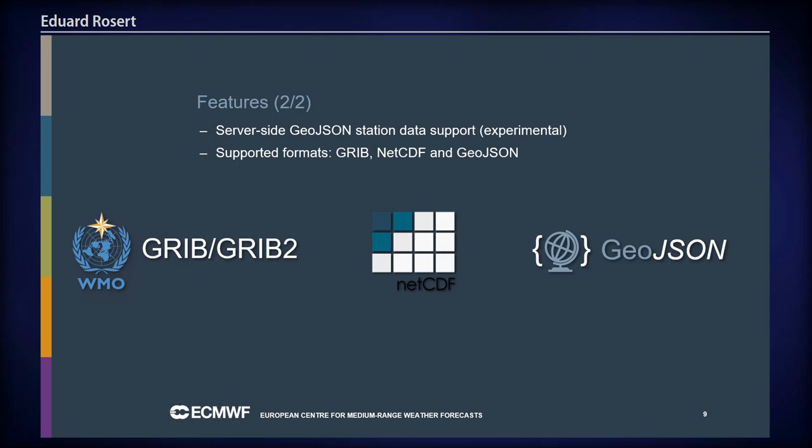SkinnyWMS supports GRIB and NetCDF, and very recently, during one of our VisMet hackathons this year in June, we tried to add support for server-side GeoJSON. GeoJSON specifically for point data, station data, with meteorological parameters. It is so far not very well standardized how to actually map, let's say, time-dependent data in GeoJSON. So that's why the support is still experimental, but we are working hard on making something nice for the meteorological community.